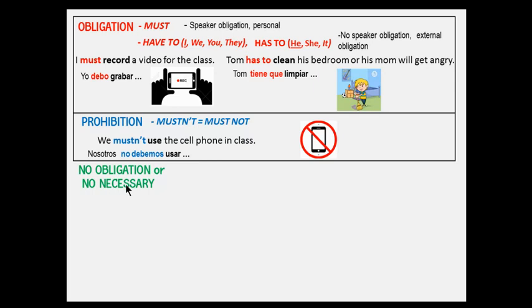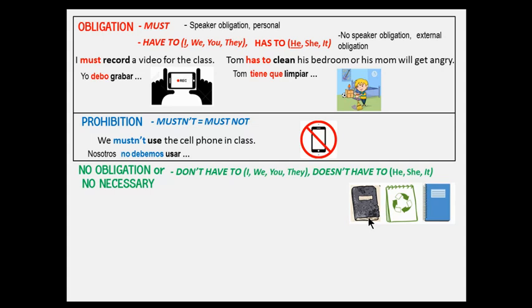When something is not necessary, no obligation, we are going to use don't have to with I, you, we, they, or doesn't have to with he, she, it. Okay, here you have a new notebook, a recycled notebook, and an old notebook. Example, the students don't have to buy a new notebook for the English class.